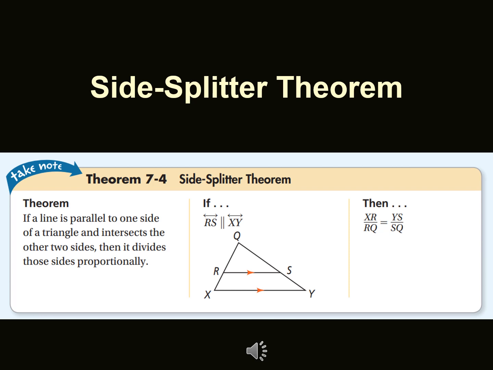The first rule that we're going to learn in this section officially has the name side splitter theorem. That comes from the fact that we're going to have a parallel line that splits up two sides. And it says if a line is parallel to one side of a triangle and it intersects the other two sides, then it divides those sides proportionally. So that means that the fraction I could get by looking at the parts of the left side, that's going to be the same as the fraction I get by looking at the parts of the right side.